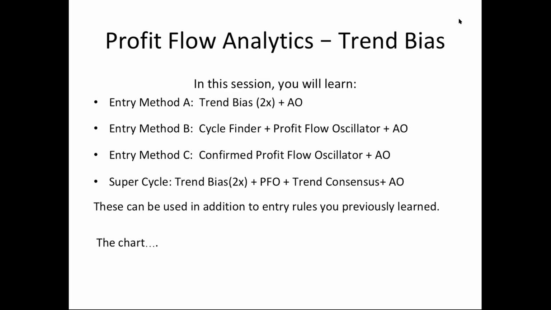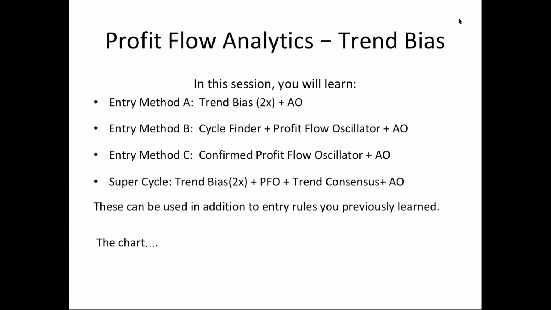You may miss a little bit of the movement, but you're giving it more strength. But the definition of a method B entry is cycle finder prints followed by the profit flow oscillator, and the AO is in alignment with that.